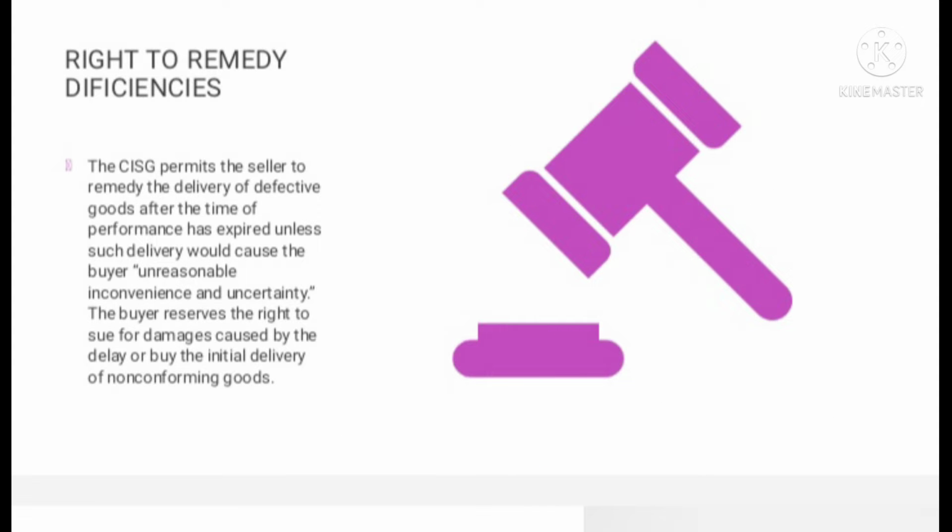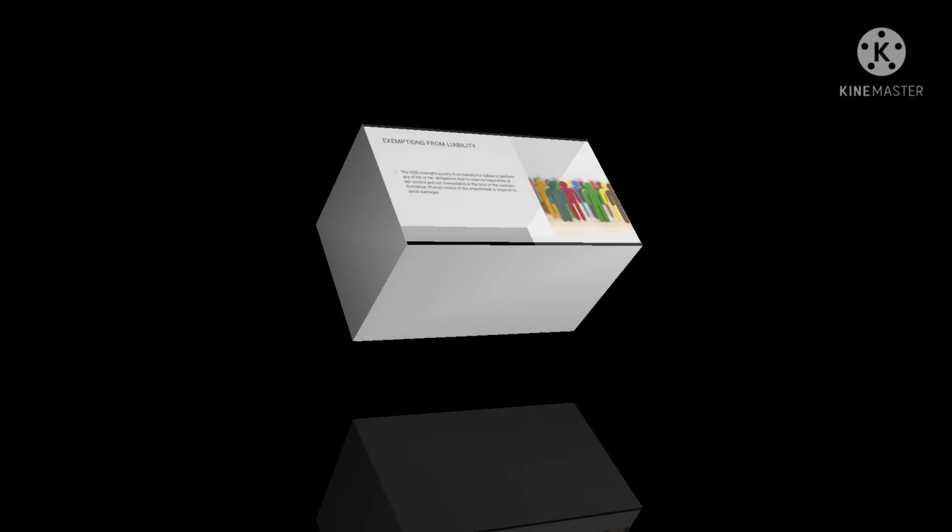Rights to remedy deficiencies. The CISG permits the seller to remedy the delivery of defective goods after the time of performance has expired unless such delivery would cause the buyer unreasonable inconvenience and uncertainty. The buyer reserves the right to sue for damages caused by the delay or by the initial delivery of non-conforming goods.